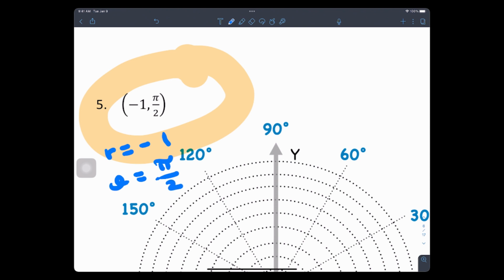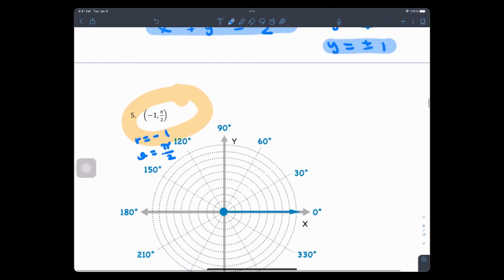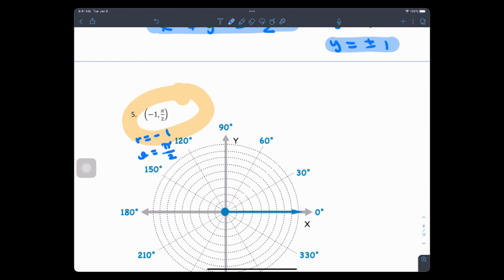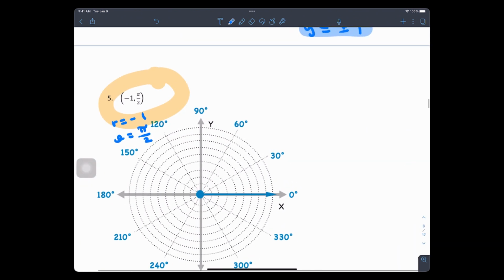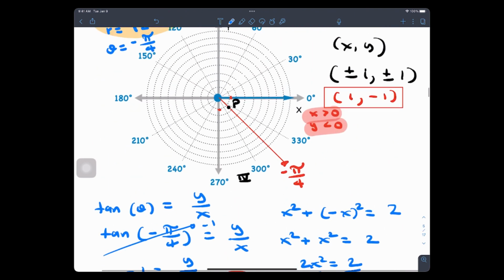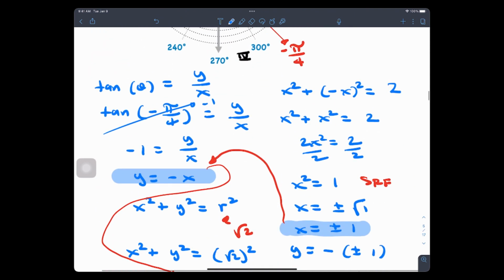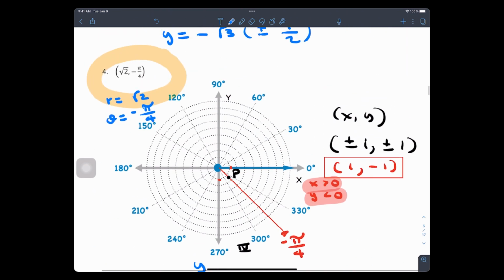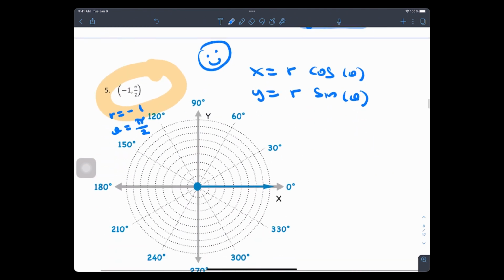R is -1, theta is pi over 2. So, ladies and gentlemen, we can use what here? X is R cosine theta, and Y is R sine theta. This is easier to do. I apologize to you guys. So the first 4, yes, we can do that with the first 4. In fact, this is what's done in higher order math courses. But anyway.